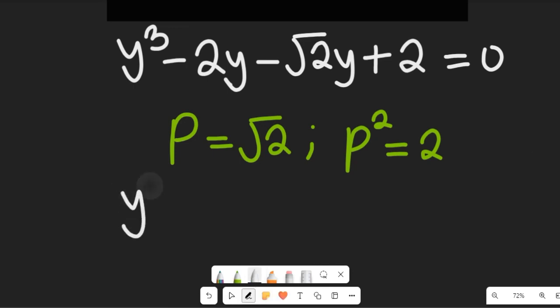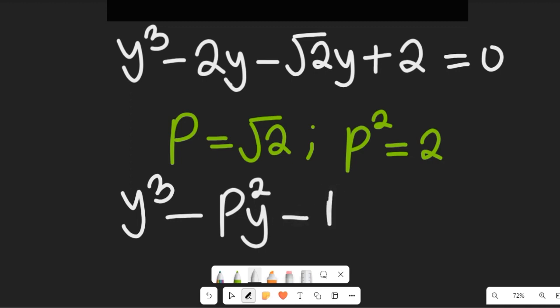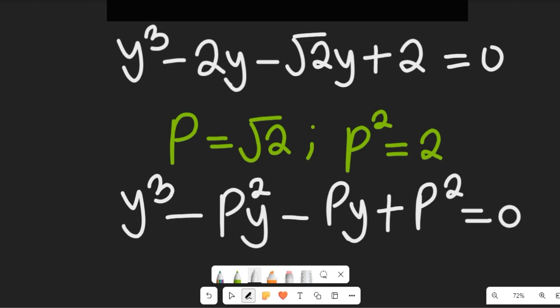y to the power of 3 will now be minus p squared y, right? Minus, this is going to give us py plus p squared, and this is equal to 0.